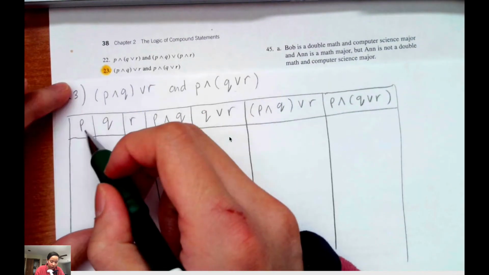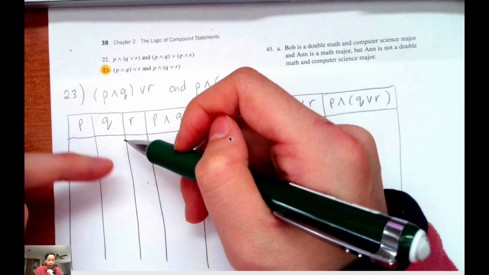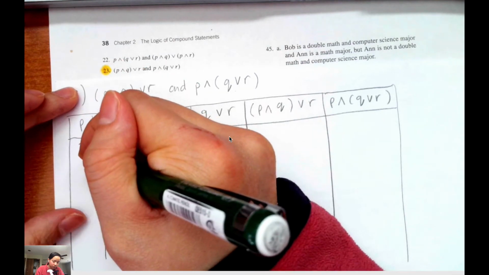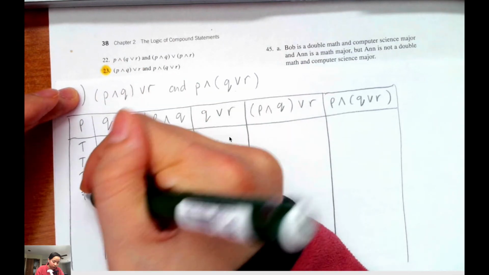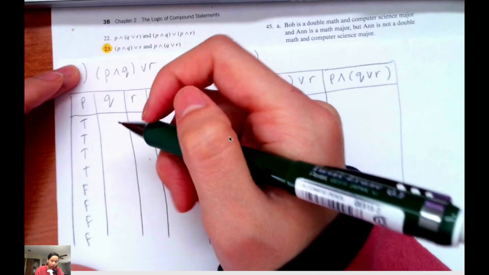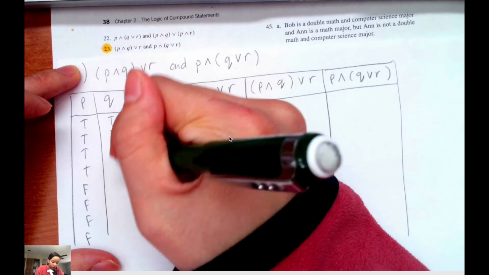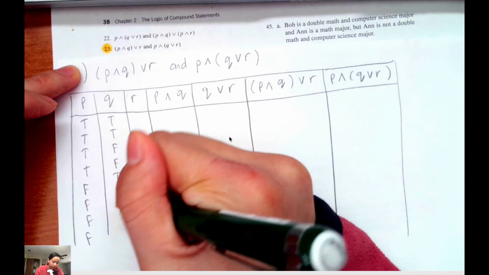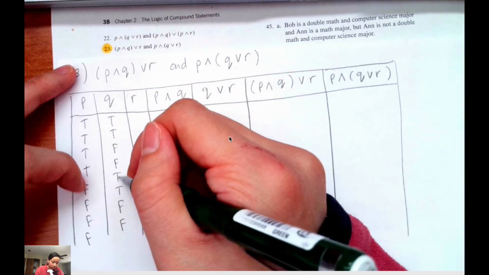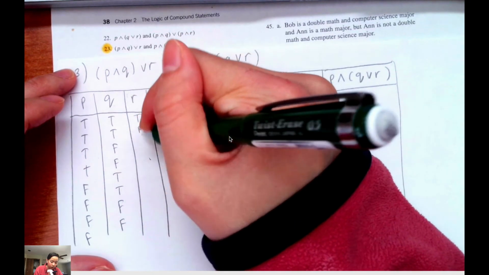Since there are three variables, P, Q, and R, one way to write all the possible truth value combinations is for the first column, you write true 4 times, and then false 4 times. And then for the second column, you write true, true, and then false, false, and then true, true, and then false, false. And then for R, you would just alternate between true and false.